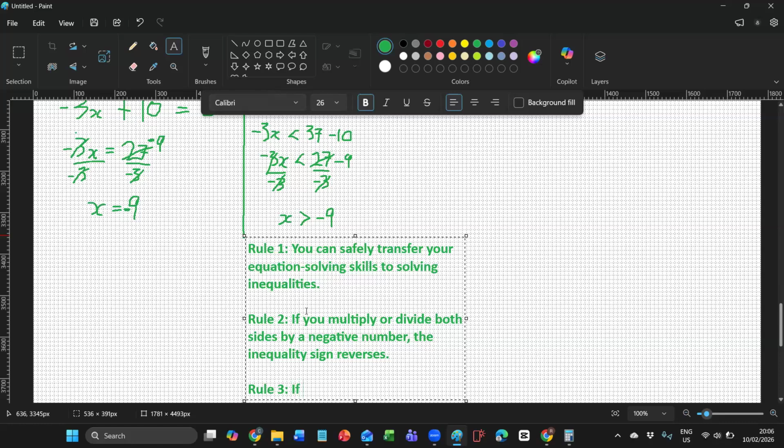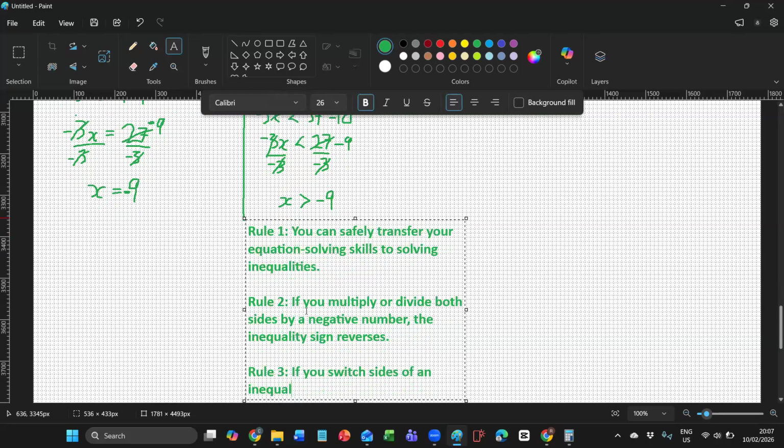if you switch sides of an inequality. Now, this thing that I'm about to write, in solving an equation, it doesn't apply. It's unheard of. I'm sure you would have seen that when I'm solving, I can switch sides for equations, but for inequality, if you switch the sides of an inequality, you must reverse the sign.